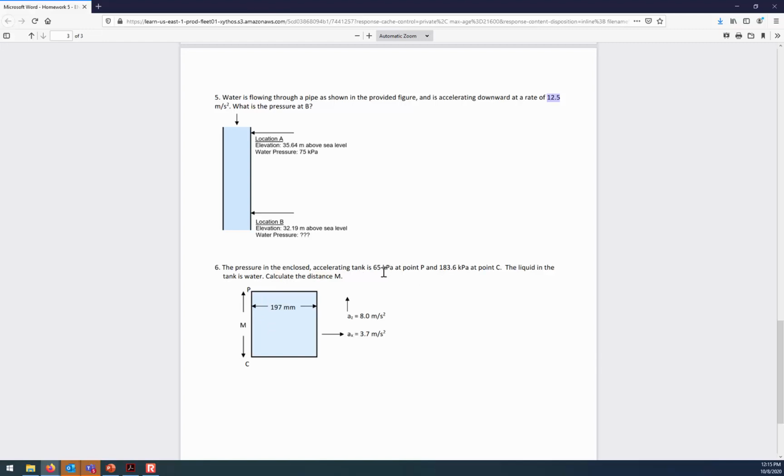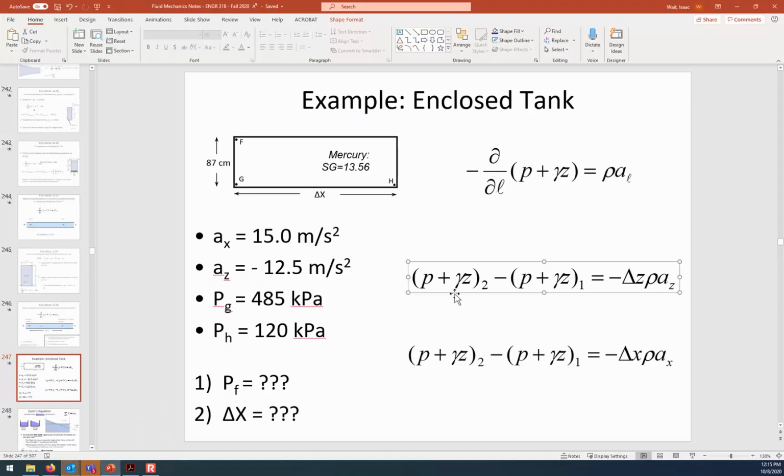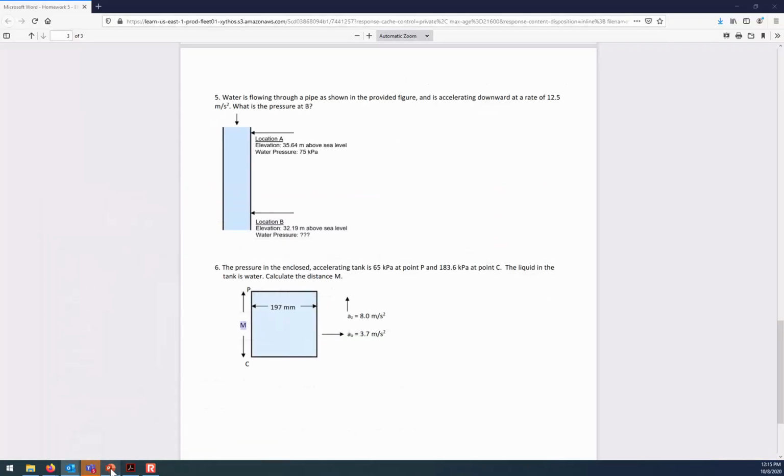All right, and then problem 6, you're doing acceleration. It's accelerating, with 65 kilopascals at P and 183 kilopascals at point C, and you're having to calculate the distance m. The acceleration is in z, and the unknown is how far apart these two points are. So again, you're going to be applying this formula. Since it's vertical, this is the expansion of Euler's equation that will apply, and you're solving for delta z in that equation.